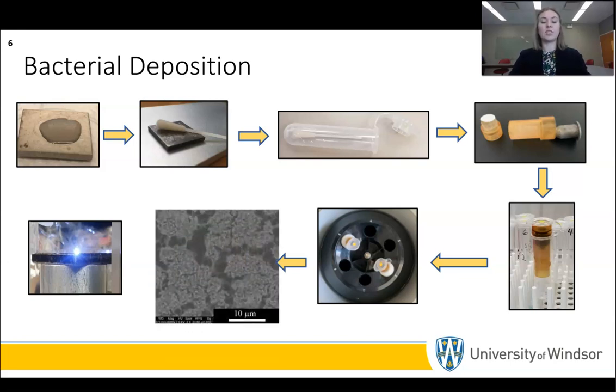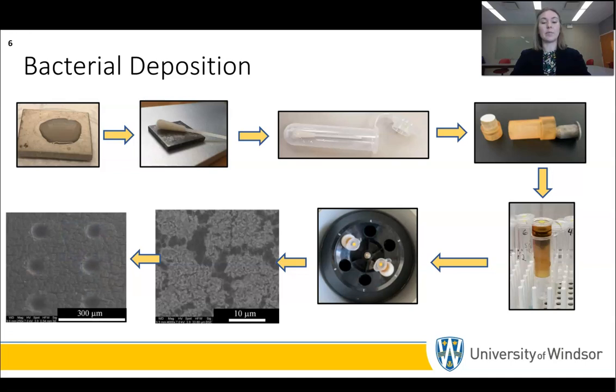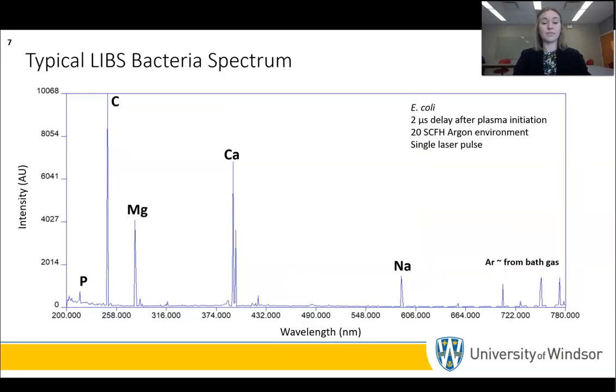We took an SEM image of one of our filters, and that's shown here. And you can see that there's lawns of bacteria deposited onto the filter. Finally, we shoot the steel piece in a chamber with an argon environment, and the resulting laser shots are shown in this SEM image. So for each filter we make, we can get about 30 single shots or 30 spectra.